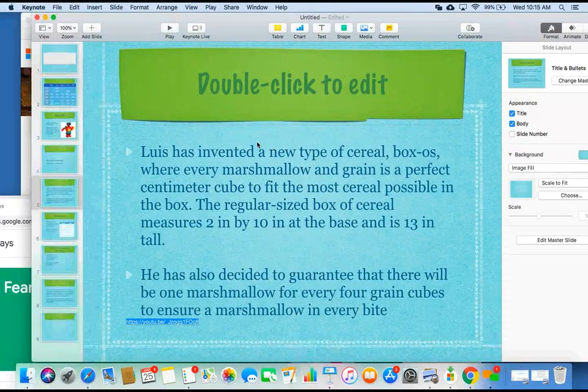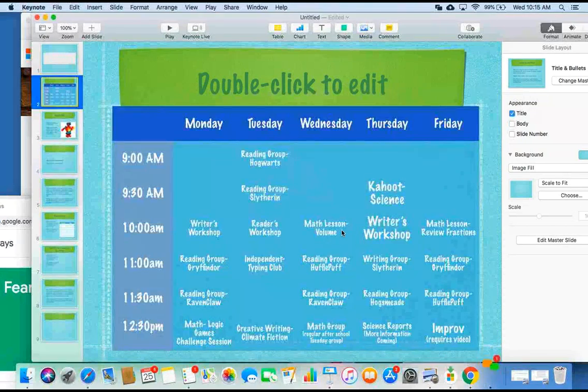So today we're going to be talking some more about volume. Just a reminder, this is our math lesson on volume.